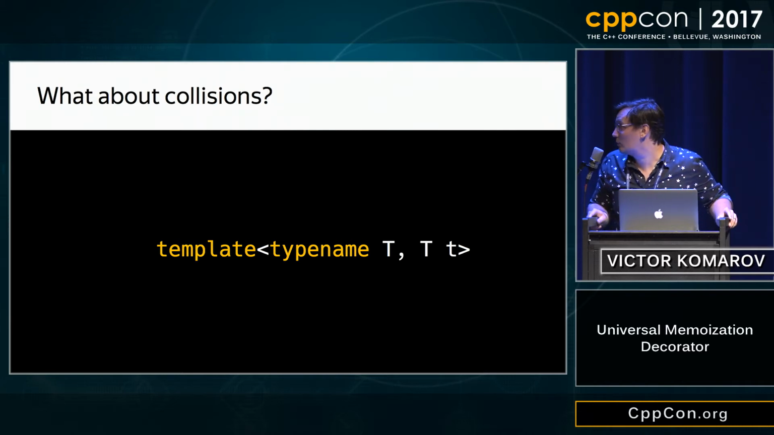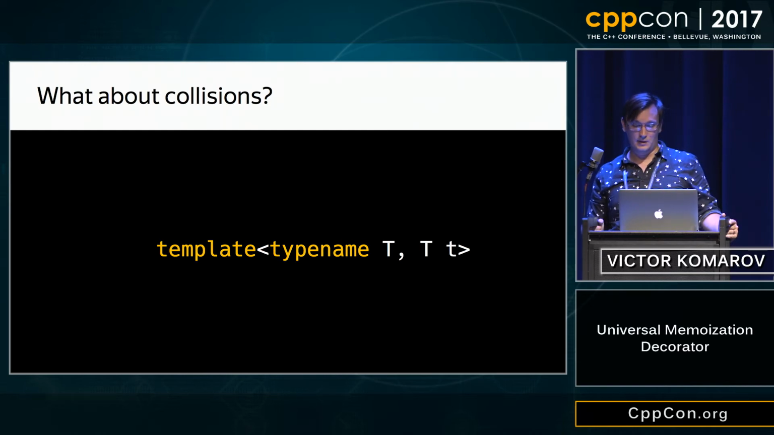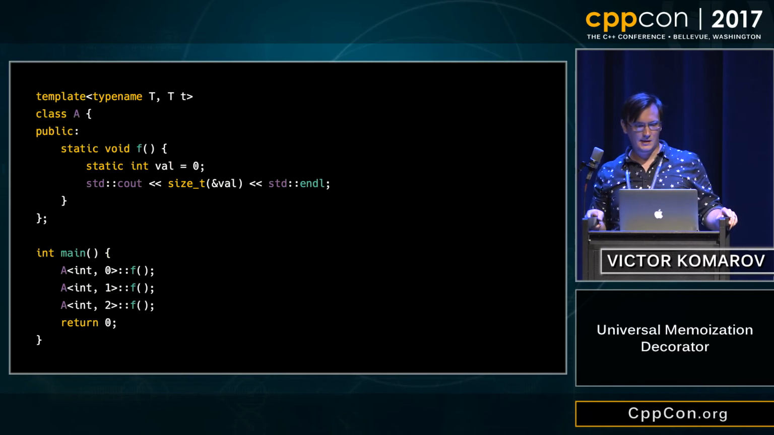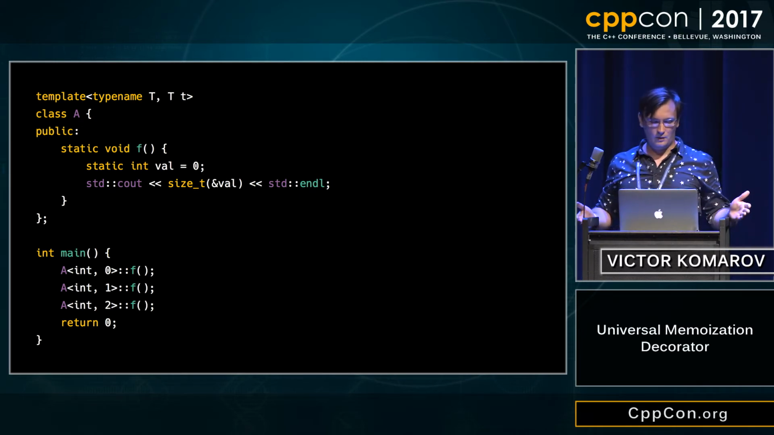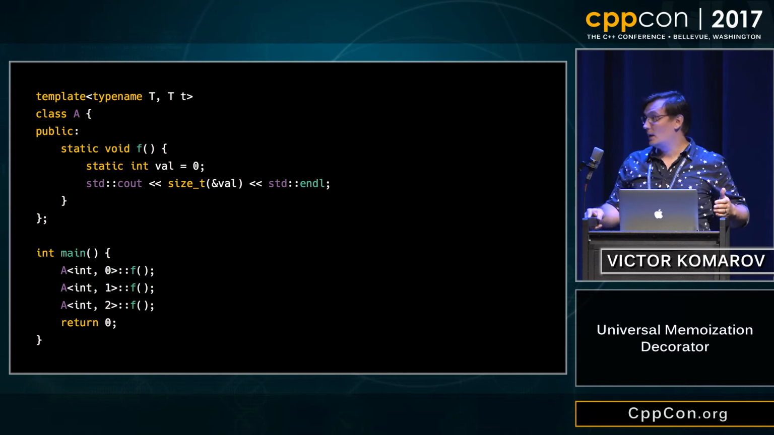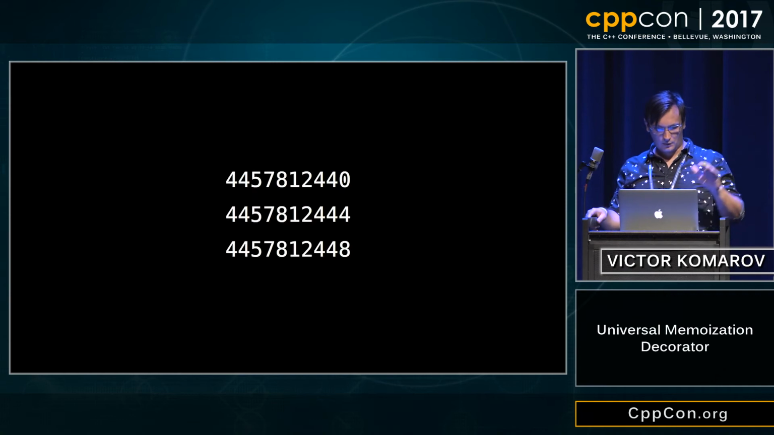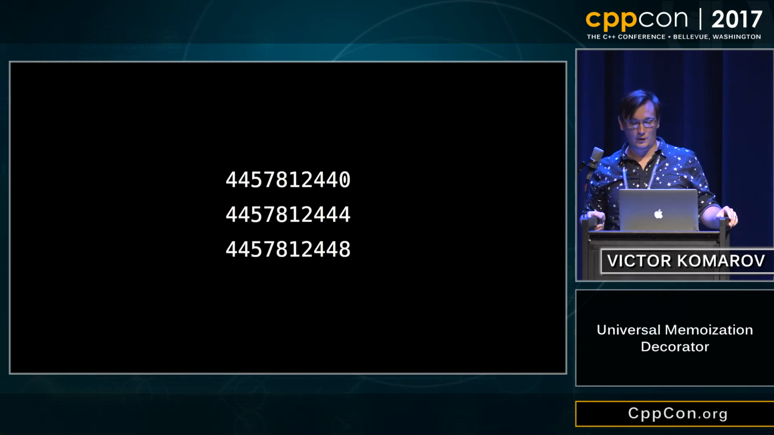This thing looks weird if you see it for the first time, but it does a very useful thing. It allows us to parameterize templates with values rather than just types. Consider this example. We have a template of this form with a static function and a static variable inside that function. What this function does is just print the address of the static variable. And we have three distinct instantiations with three distinct integers. On my machine, this program outputs the following numbers. So the static variables inside are distinct.